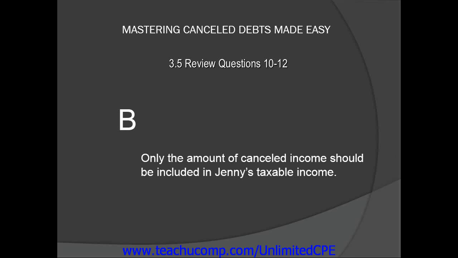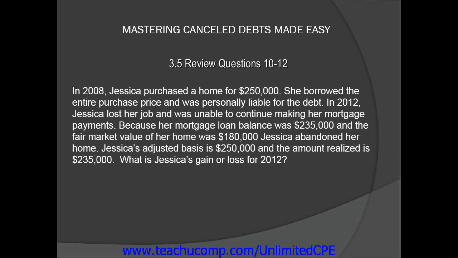Now let's take a look at review question number 12. In 2008, Jessica purchased a home for $250,000. She borrowed the entire purchase price and was personally liable for the debt. In 2012, Jessica lost her job and was unable to continue making her mortgage payments. Because her mortgage loan balance was $235,000 and the fair market value of her home was $180,000, Jessica abandoned her home.